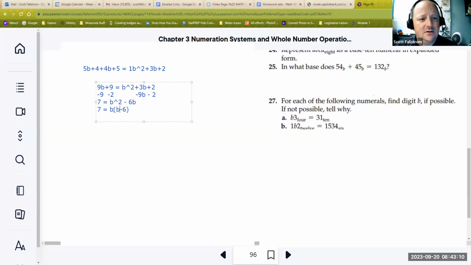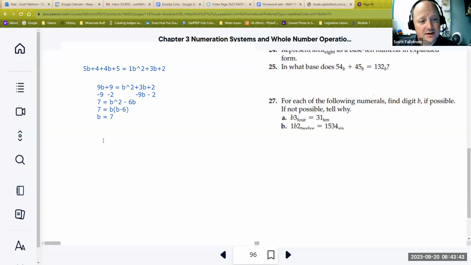Now you really could just test a few numbers to see what number I put in for B to make this equal to 7. Oftentimes, I'll start with the smallest one. I know it can't be 6 anymore. 6 is out because 6 minus 6 would be 0. So I'll try 7. Plug in 7 for B. That'd be 7 times 7 minus 6, which is 1. So 7 times 1 is 7. So at the end of the day, I could say that B is equal to 7.